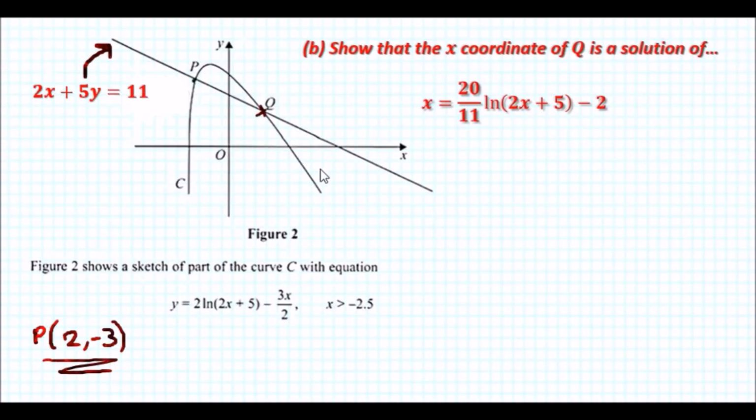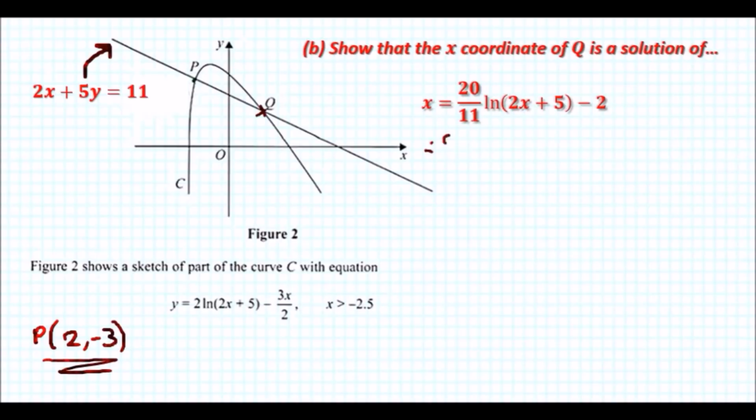So what do we have here? What do we know about Q? We know that the curve and the line intersect at both points P and Q. Because they intersect, we know that the line equation can be solved simultaneously with the curve. So how about we substitute the curve into this equation here? That'll be the first step. Let's just start from here. We can say therefore 2x plus 5 multiplied by all of this would equal 11.